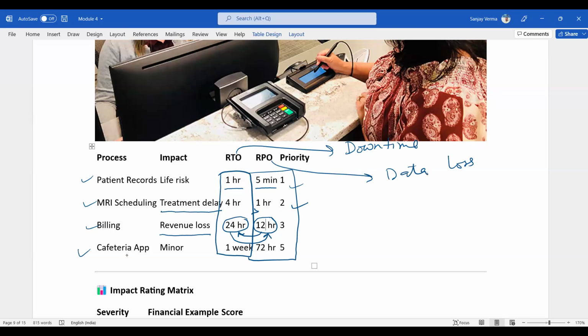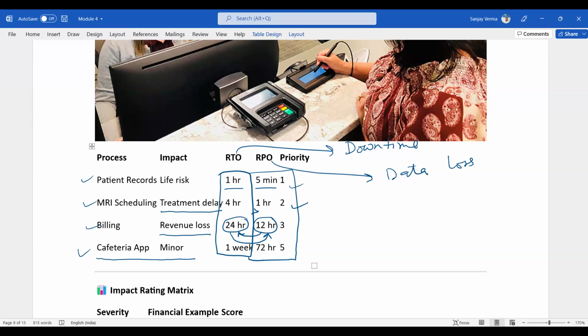Okay. So now talk about the cafeteria app. They have some cafeteria in the hospital. If that is running okay, if that is not running also okay, right? Patients can get food from outside, or patients' attendants, their families, might be getting food from their home. So it's not going to be that critical. It doesn't have life risk.